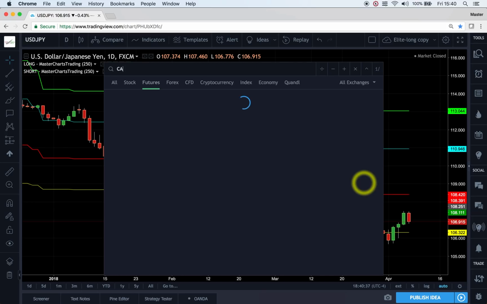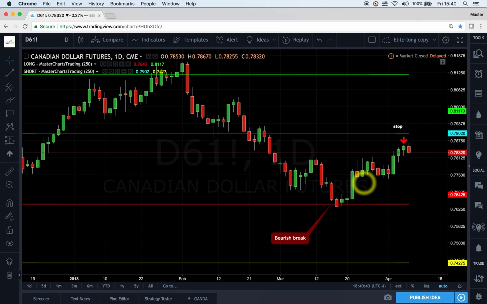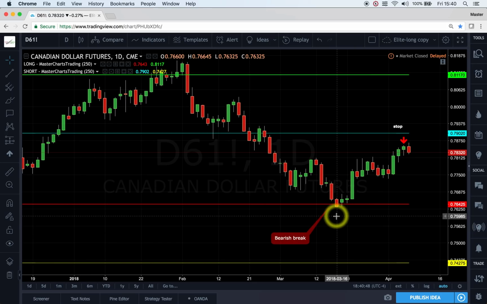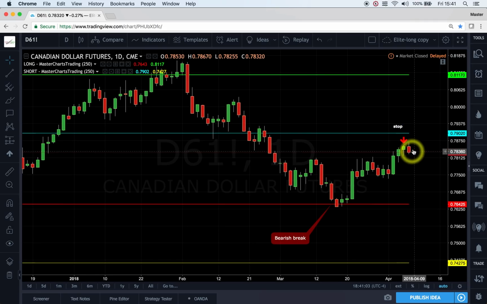So let me look at the Canadian dollar futures before I show you my recent entry. Canadian dollar futures appear to have turned bearish on the 16th of March, right there where I'm hovering, with a close below this red support line, and now a rally. So the risk right now is very low. The risk is basically from the price, which is currently around 0.783, to this blue line, which is at 0.79. So there's not a lot of risk here, but the possibility of reward could be quite nice.